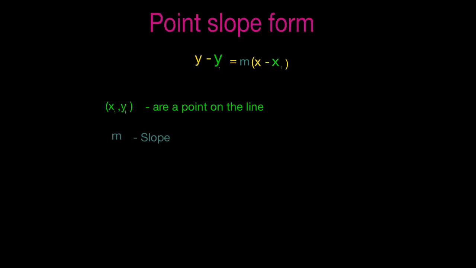Now here y1 and x1 are the coordinates of a point on the line, and m is going to be your slope. You're going to see that it's very useful in getting the equation of a line, and also if you'd like to graph a line, this is also helpful. So let's take a look at an example here.